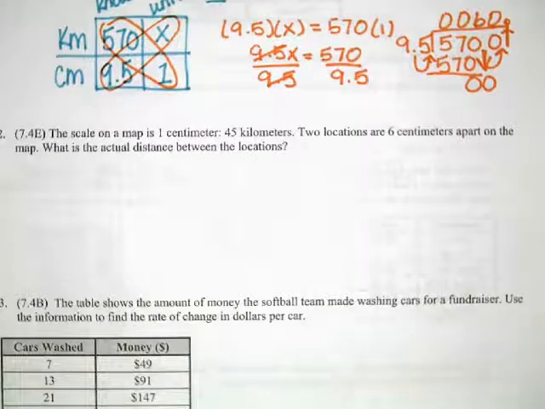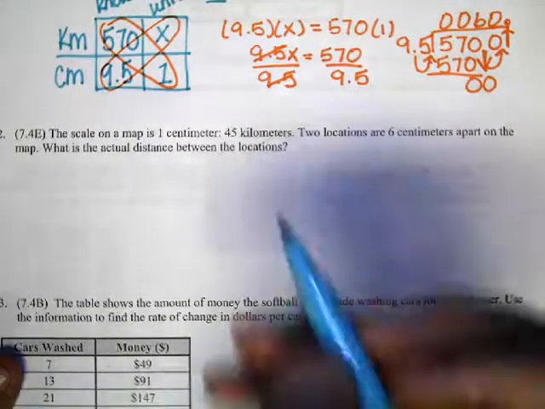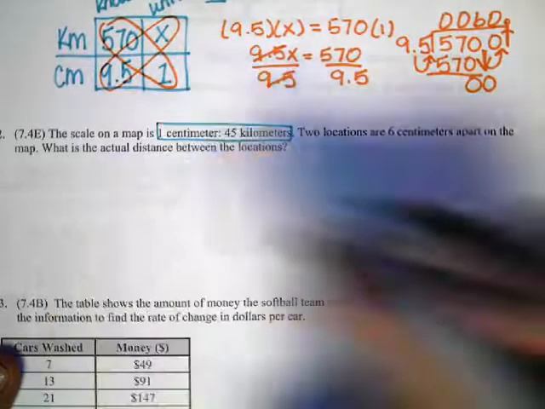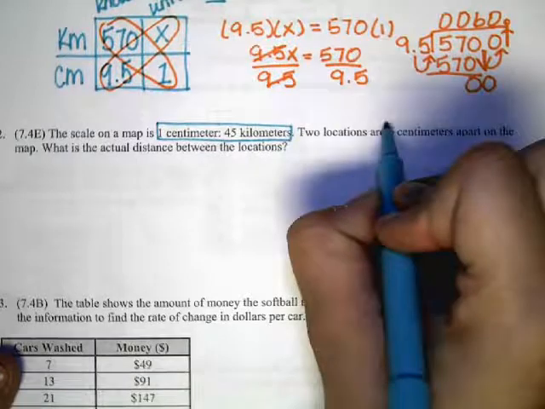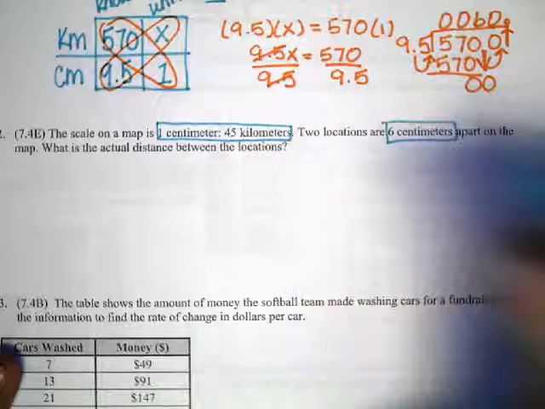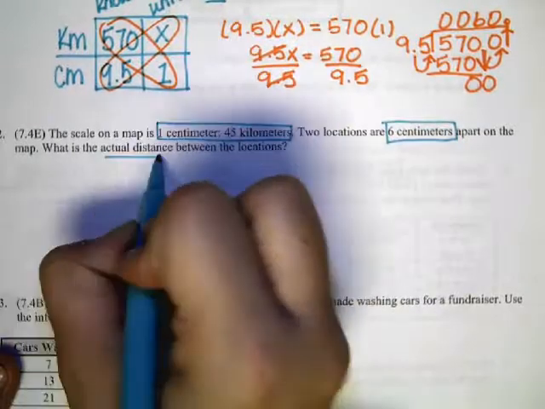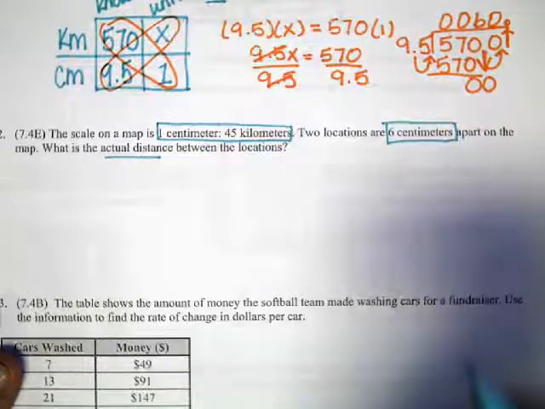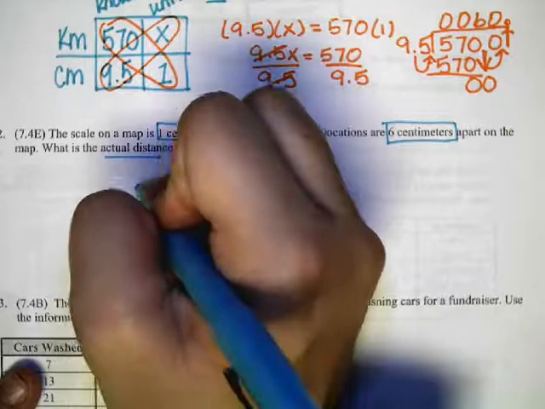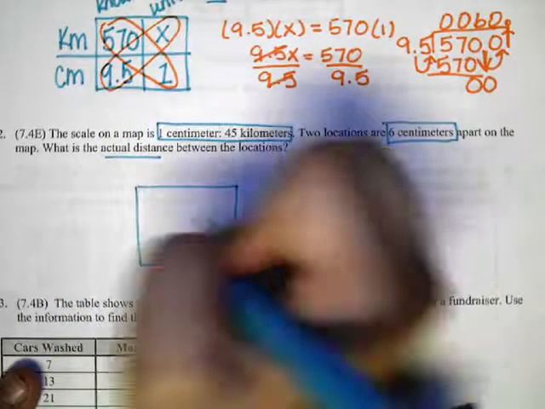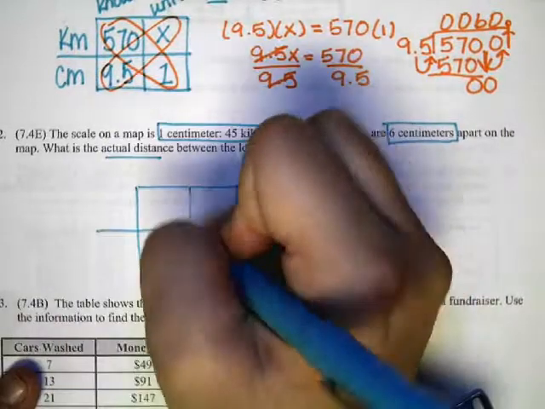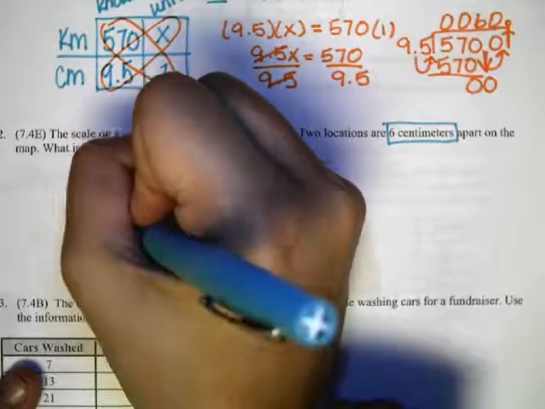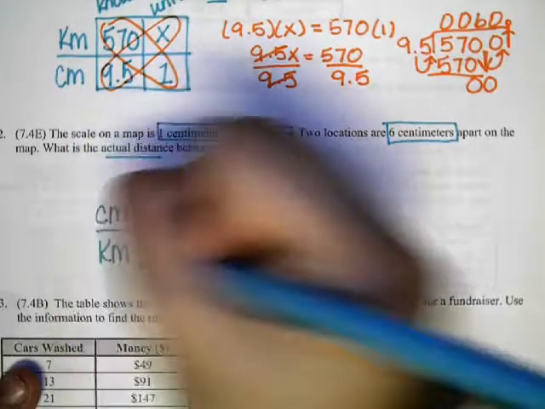Question 2. The scale on a map is 1 centimeter is 45 kilometers. 2 locations are 6 centimeters apart. What is the actual distance? So again, we need to make a proportions box with what we know versus what we're looking for, given our 2 units. We have centimeters and kilometers.